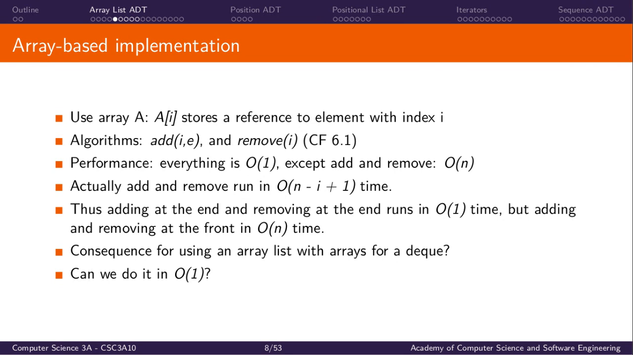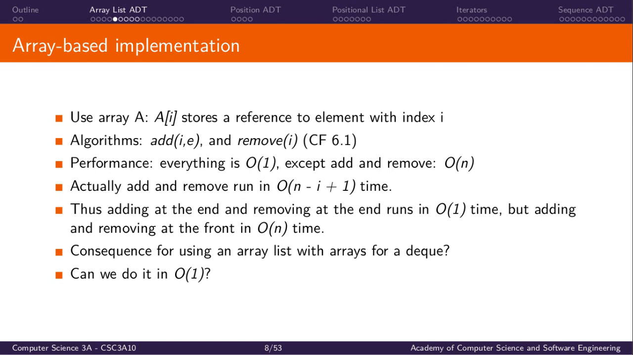Right, and the consequence of using our array list with arrays for a deck, so that wants us to add and remove from both the front and the back. Well, from the back, that's very simple, it'll be constant time, but all our operations that want us to add at the front and remove at the front, those will then be order n time, which isn't great.